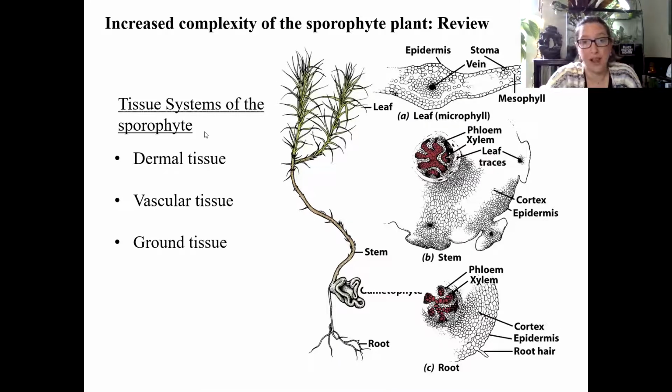And a ground tissue system that consists of different things depending on where you are in the plant. If you're in the leaf, the ground tissue system is mesophyll. But if you're in the stem or the root, your ground tissue system is cortex. So those are the 3 tissue systems we talked about in lecture 5.